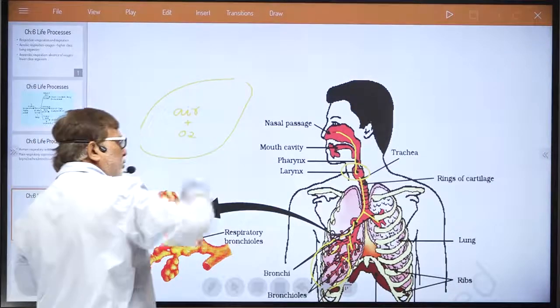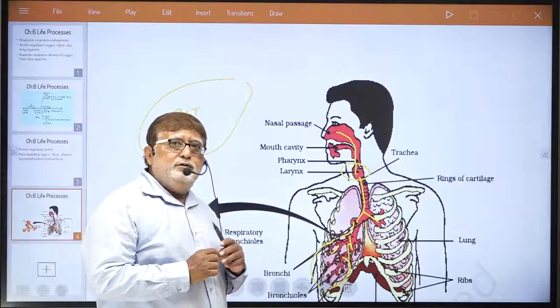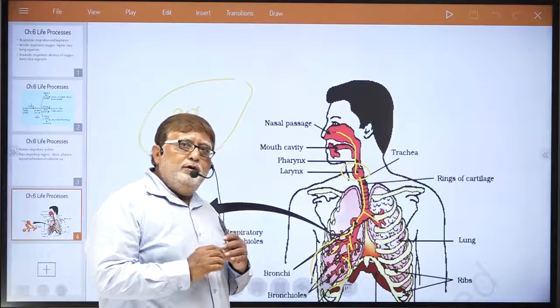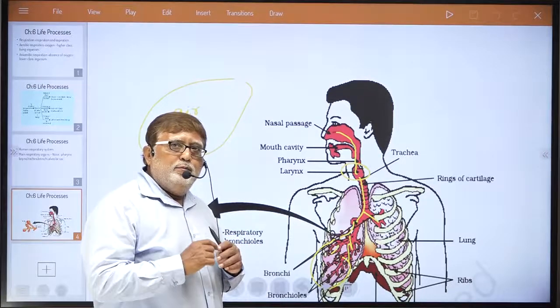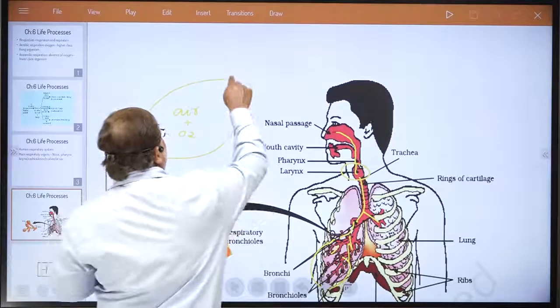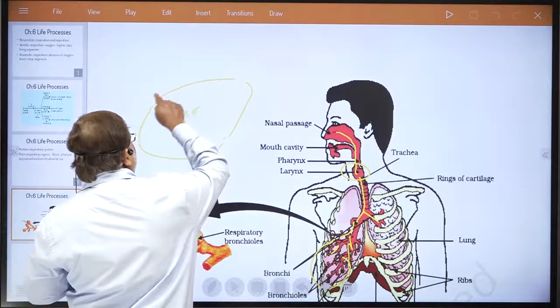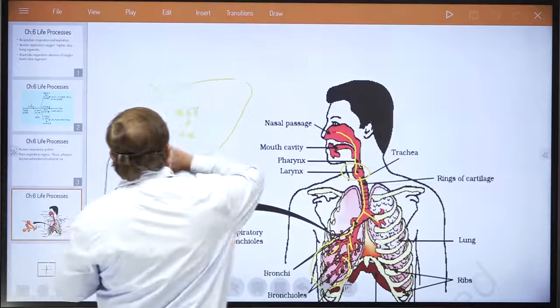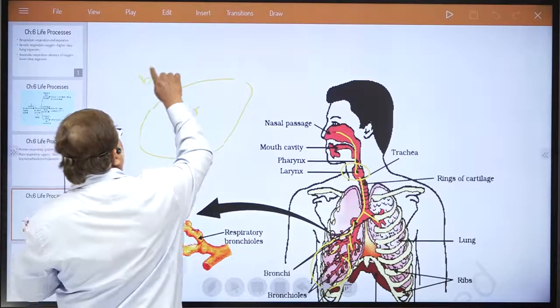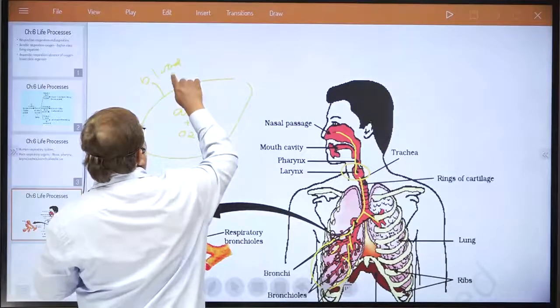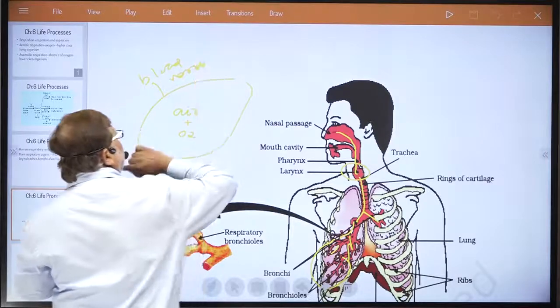Now from the whole part of our body, dear student, the impure blood containing carbon dioxide is actually circulating in the blood vessels. Suppose I show that the blood vessels are here. Try to understand. Blood vessels.